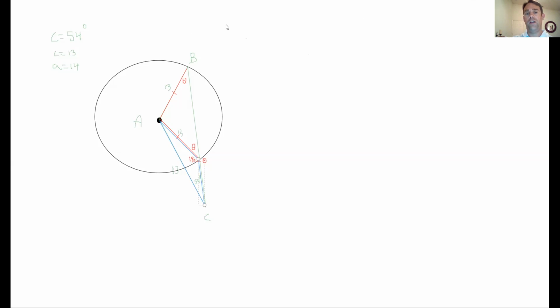So sometimes I end up with a triangle, no fault of your own, or end up with given information that could actually represent two triangles. It could have represented this one, 13, 14 and 54. And it could have been this one.